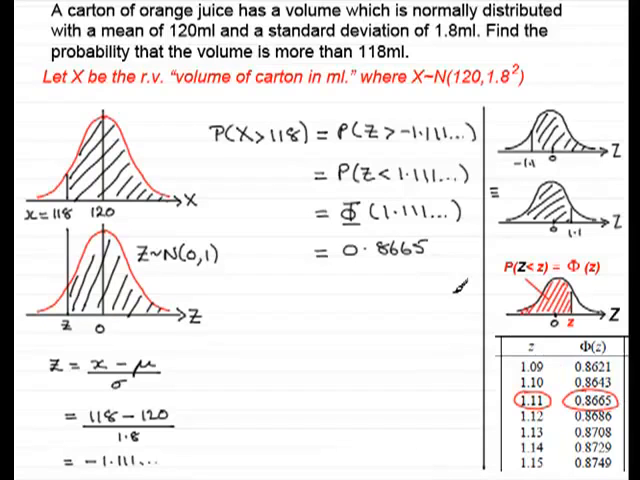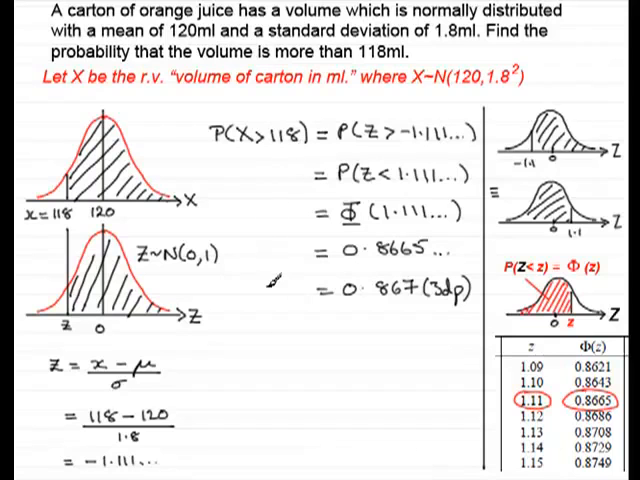But bear in mind that these tables are restricted. They're four-figure tables. There would have been values behind this, so really we ought to round to, say, 3 decimal places to guarantee an answer which is going to be accurate. For 3 decimal places this would be 0.867. And there you have it, the probability of being more than 118 milliliters.